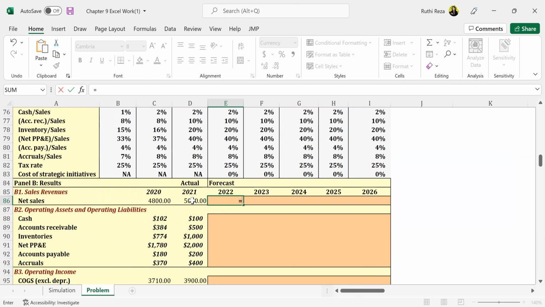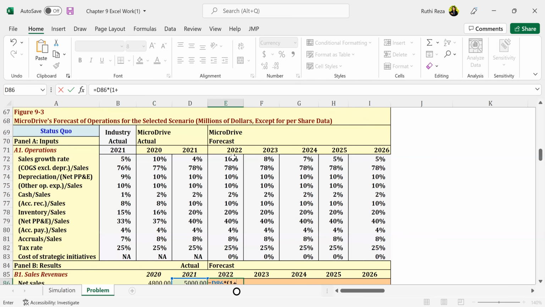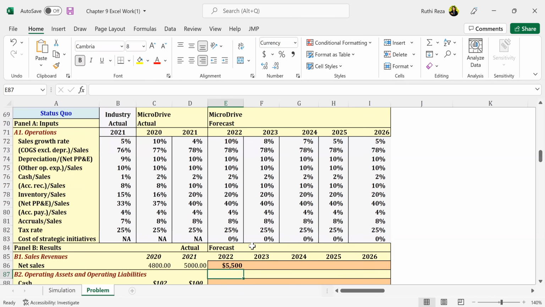Sales. So our sales are expected to grow at 10% in the year 2022, at 8% in 2023, at 7% in 2024, at 5% in 2025, and then at 5% in the year 2026, and then this 5% sales growth rate is expected to continue forever. So you can see we are growing our sales account by the expected growth rate in every year.